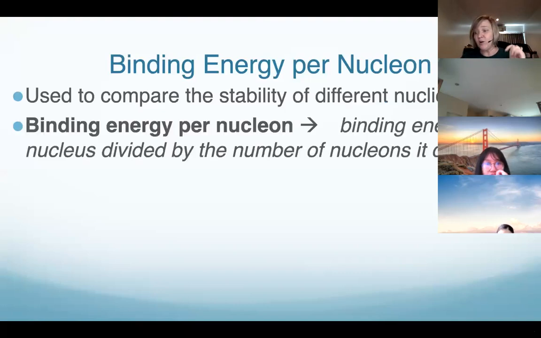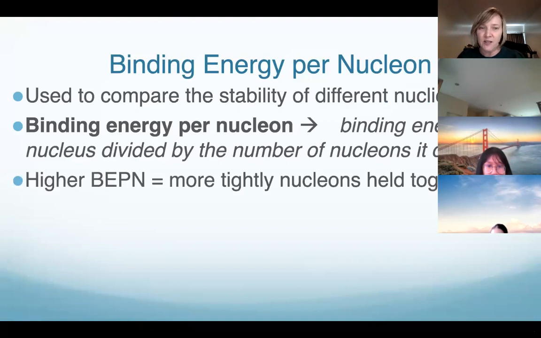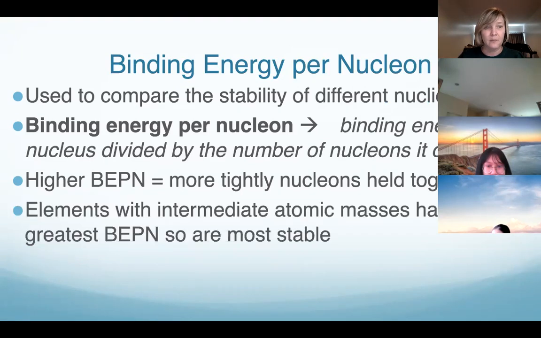Binding energy per nucleon is the binding energy of the nucleus divided by all of the nucleons that it contains. And the higher the binding energy is, the more tightly the nucleons are held together. Again, nucleons are both protons and neutrons, everything in the nucleus. Elements with intermediate atomic masses have the greatest binding energy per nucleon, so they are the most stable. Okay, so like medium-sized atoms.